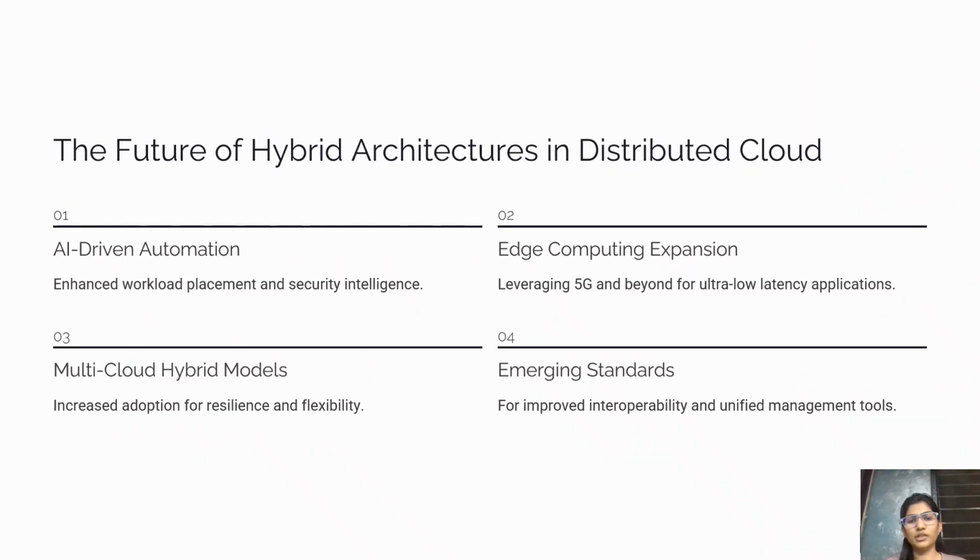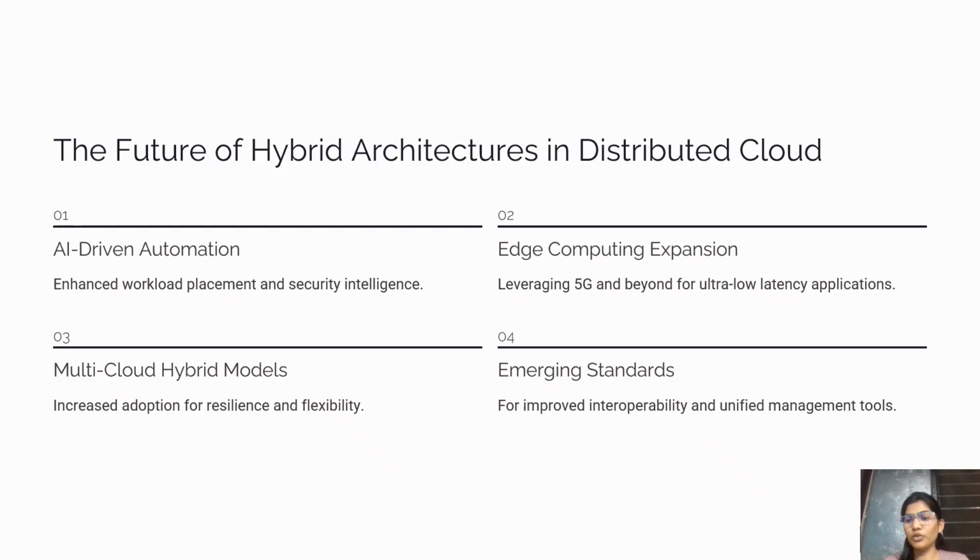What is coming next? AI-driven automation, smarter workload placement, edge computing expanding with more 5G-based apps. Multi-cloud hybrid models, a mix of AWS and Google Cloud. New standards, easier interoperability and management. So these are all about the future of hybrid distributed cloud and hybrid architecture.